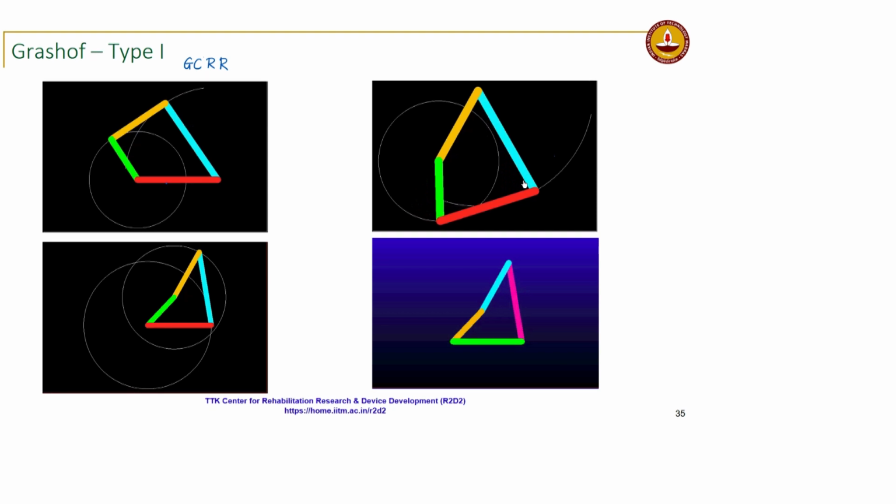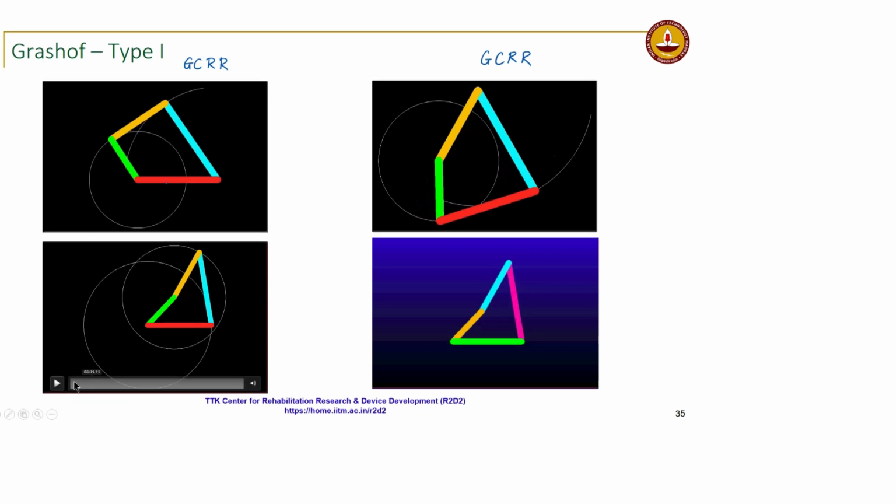Okay. So, this is again Grashof crank rocker, or to distinguish you could say Grashof rocker crank, okay, but it is better to say this because that way you know it is the link next to the shortest link that is fixed. So, this is also a GCRR.